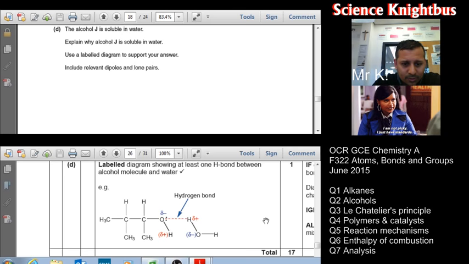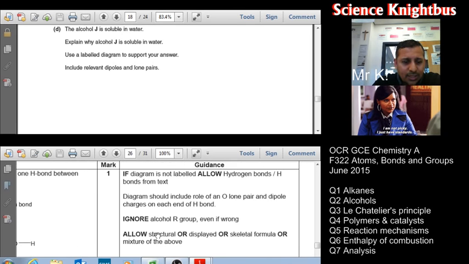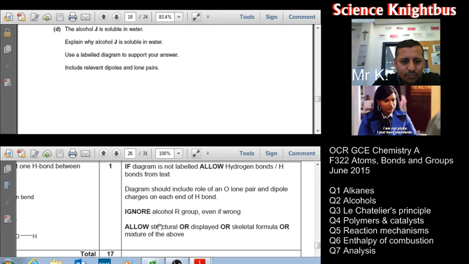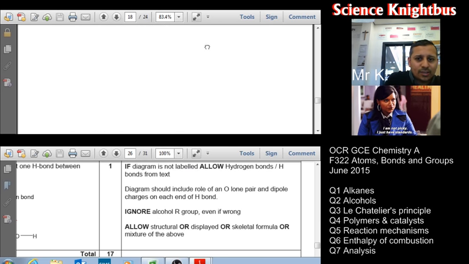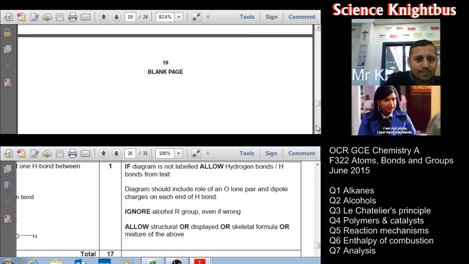One common question that I get asked about is the lines. If the diagram's not labelled, allow hydrogen bonds or H bonds from the text. So just make sure that you put it in your explanation as well as the diagram. It is only a 1 marker, so don't fret about it too much.